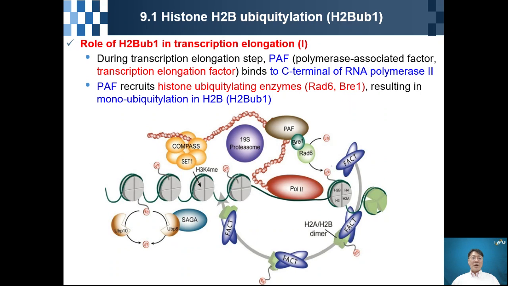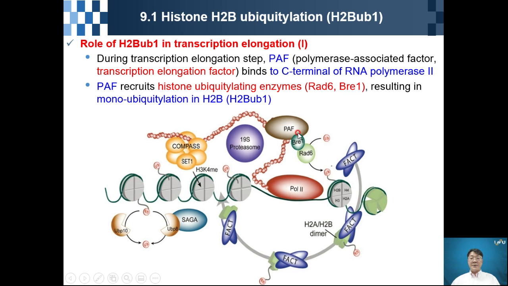In this slide, I will explain the role of H2B-UB1 in transcription elongation. H2B-UB1 has two functional roles during transcription elongation. In this slide and the next slide, I will cover the first role, and in the following slide, I will cover the second role. This figure shows the transcription elongation step. This is RNA polymerase II, and RNA polymerase II has the C-terminal tail like this.